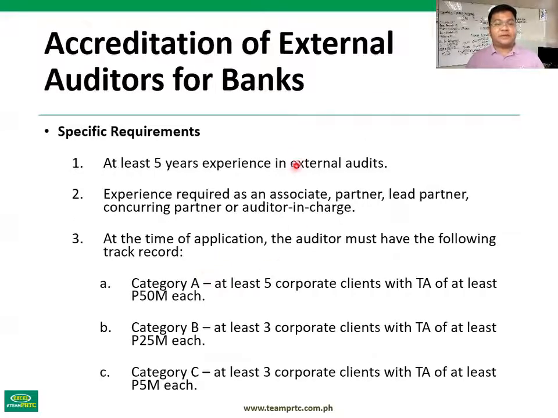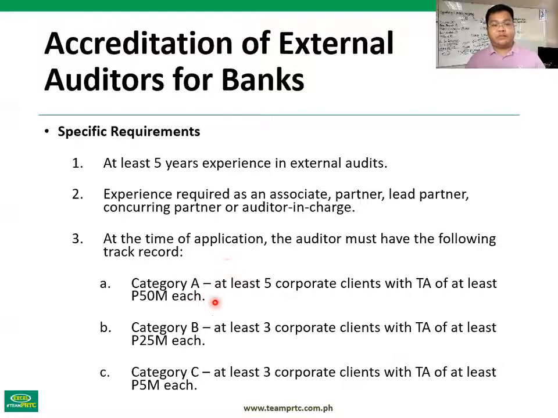So next, let's proceed to specific requirements. So specific requirements include number 1, at the time of the application of the auditor, regardless of the covered institution, whether category A, B, or C, the auditor shall have at least 5 years of experience in external audits. Second, the audit experience required in number 1, okay, so is service as an associate, partner, lead partner, concurring partner, or auditor in charge.